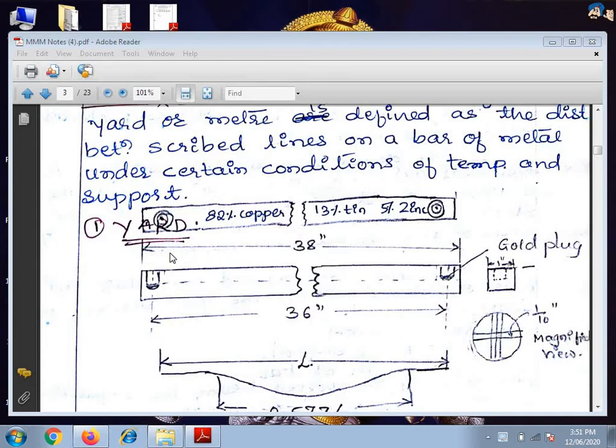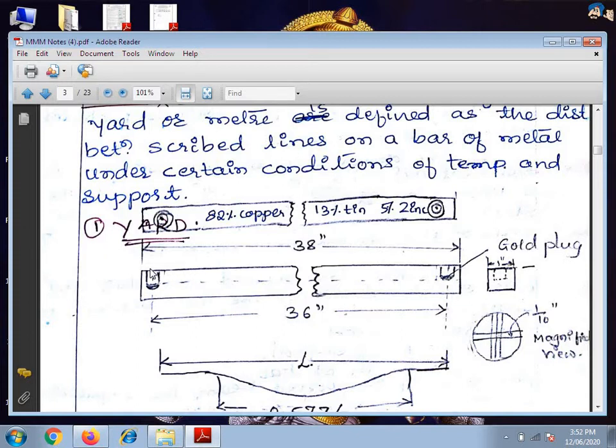So, this yard mainly consists of a bronze bar of 30 inch in length, and it contains 82% copper, 13% tin, and 5% zinc. It is the bronze bar, and the cross section of the bar is 1 inch. Then these two are the gold plugs of 1 inch.